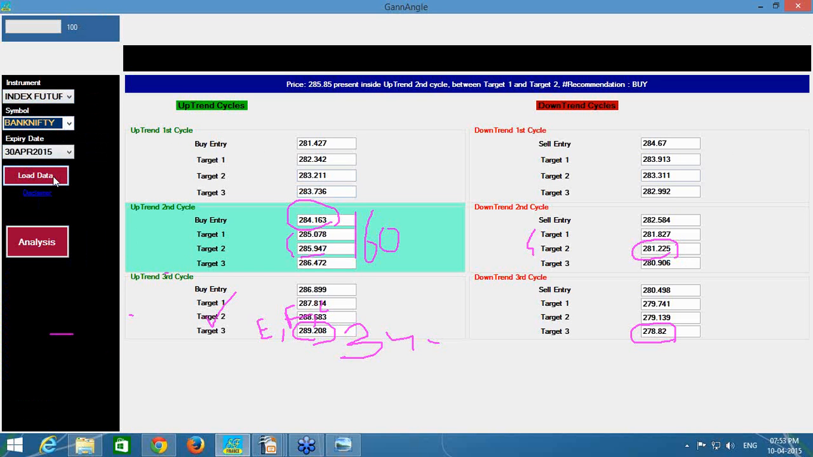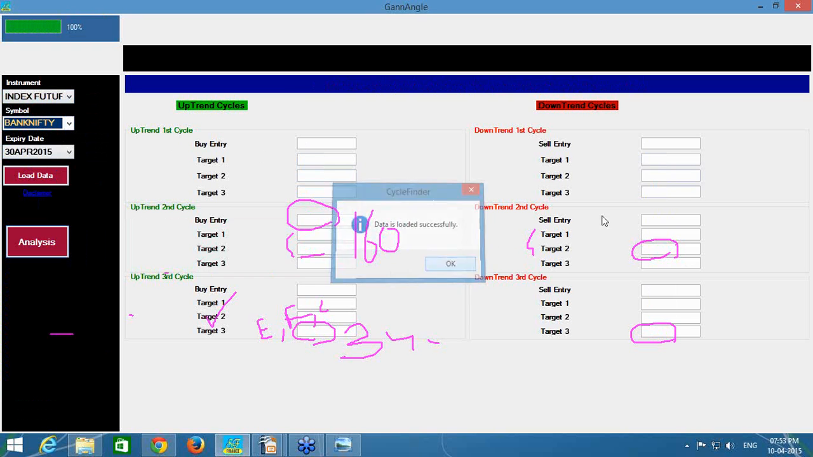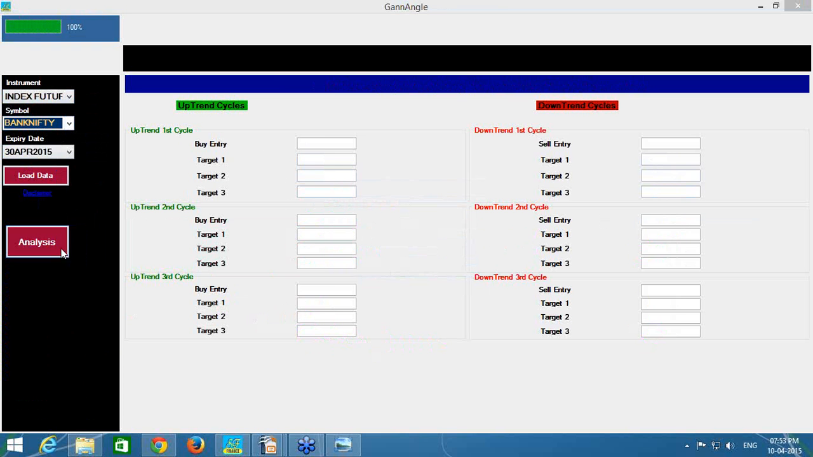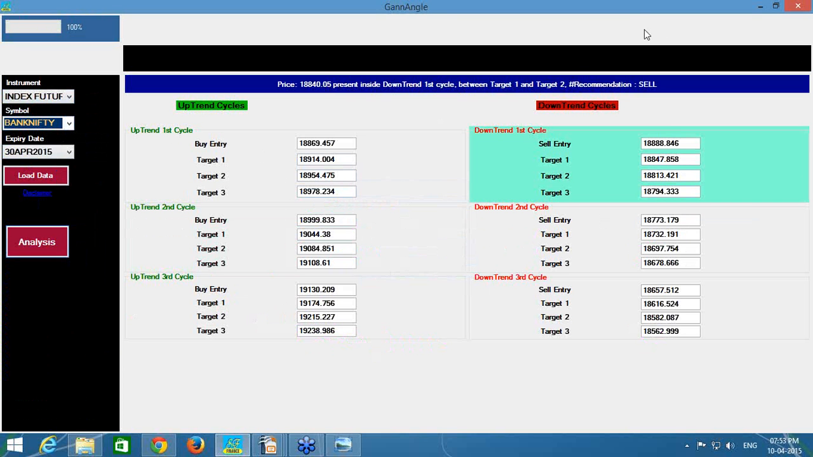Again, I'll load Bank Nifty and see what level you are expecting on Monday. Based on this, it is telling that you have ended at downward cycle 1, target 1 and target 2. This level itself you have target 1 and target 2. We do not know what the gap up or gap down will be on Monday, but we have ended here.